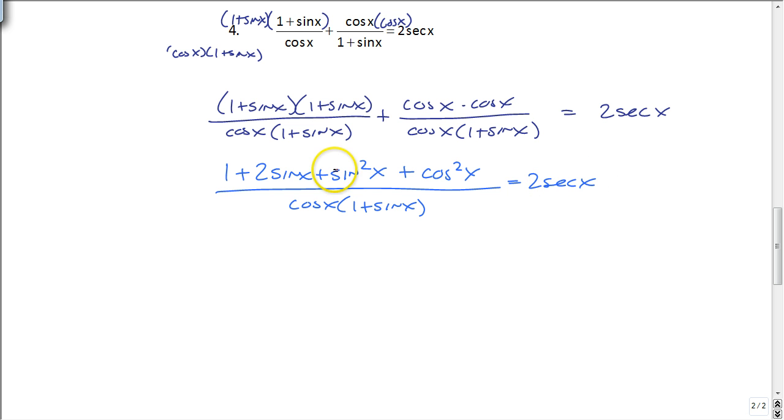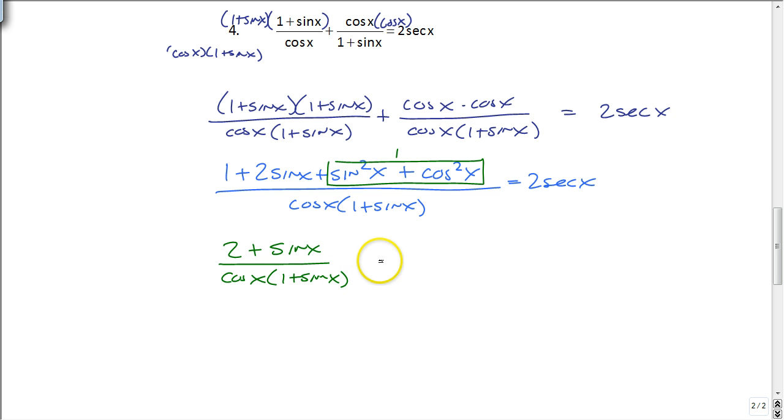As you are looking at this, I hope you notice that this right here is one of your Pythagorean identities. So sine squared x plus cosine squared x, we know is 1, and 1 plus 1 is 2. So this is going to give us 2 plus sine x all over cosine x times 1 plus sine x. And that's going to be equal to our 2 secant x.